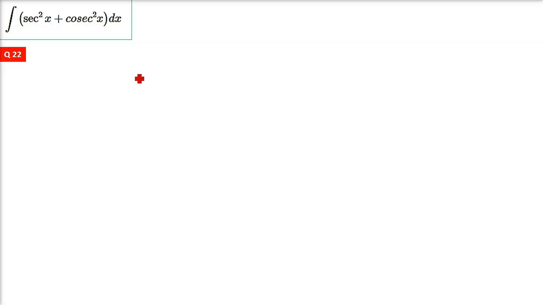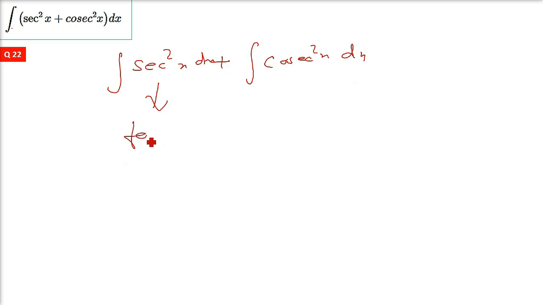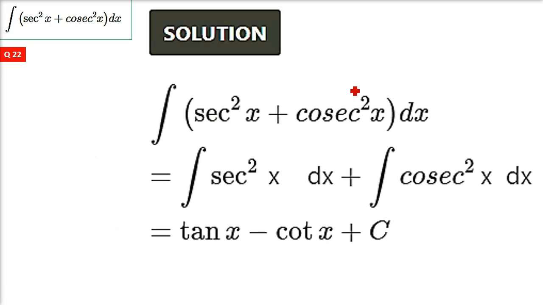And this is a very straightforward question because sec square x and cosec square x have their direct integral values. So just separate them out, sec square x dx here, cosec square x dx here. The integration of sec square x is directly tan x because the differentiation of tan x is sec square x. Similarly, the integration of cosec square x is minus cot x. Sorry, there was a mistake I just made. It's the integration of cosec square x, minus cot x. So let me tell you again, sec square x is sec square x, cosec square x is cosec square x.